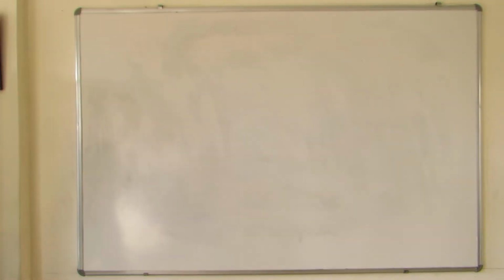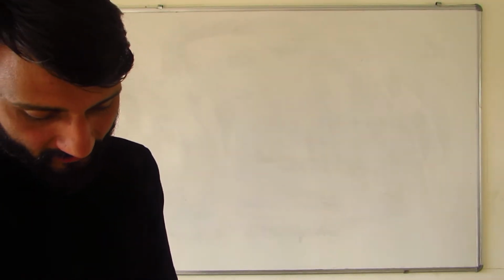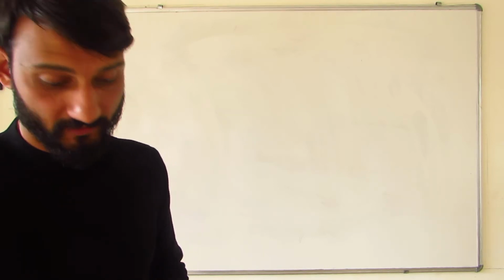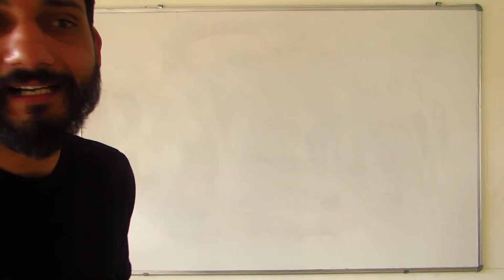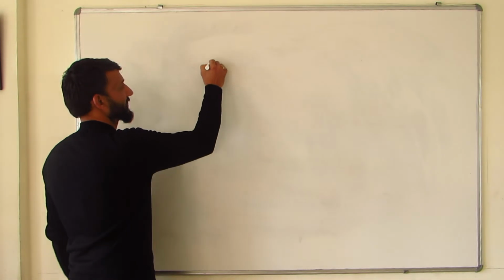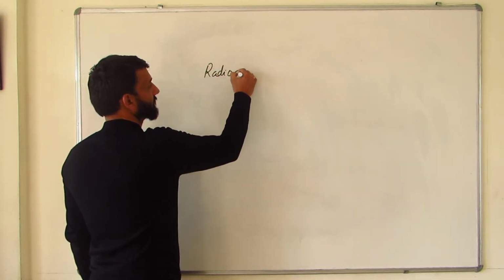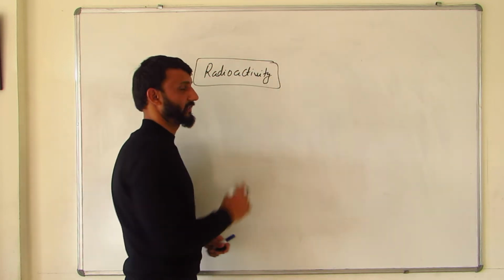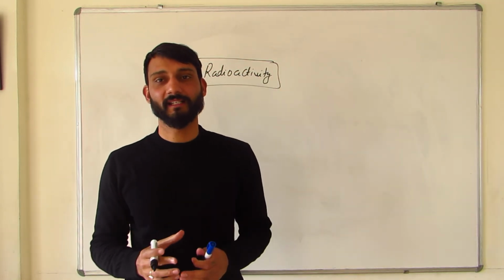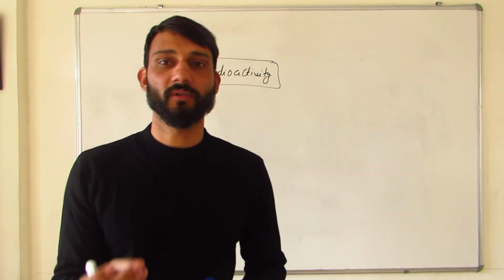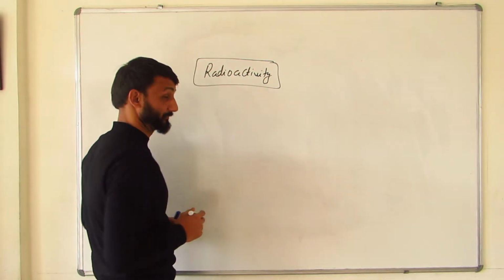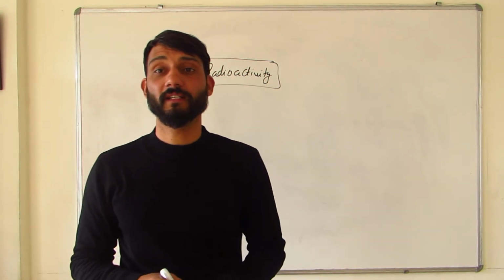Now what is radioactivity? Radioactivity is a spontaneous process where the heavy nucleus breaks, and when it breaks it gives out radioactive materials or substances, right? So that is radioactivity. How many types of radioactivity do we have? We have basically 3 types of radioactivity.